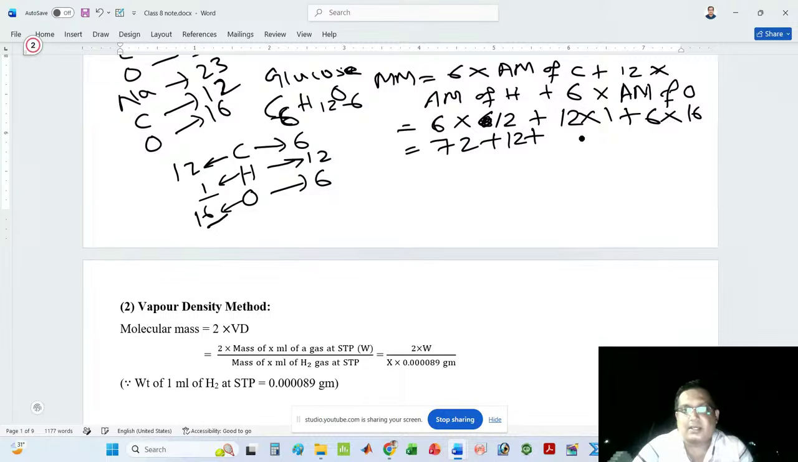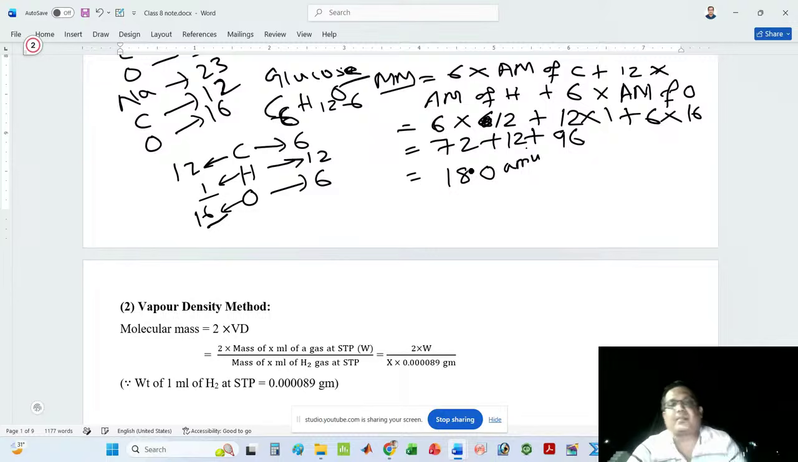After addition, it is seen that 6 plus 2 is 10. Remain is 1. 1 plus 9, that is 10. 11, and that is 7. 11 plus 7, that is 18. So here I can say that the molecular mass of glucose is 180 amu. If I convert into gram molecular mass, here I can write 180 gram.